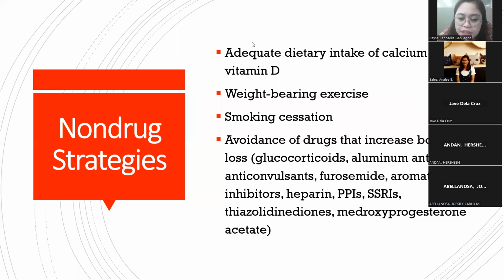Ano yung reason why nag-take ng corticosteroid aside sa asthma? Aside sa asthma, ano pa yung indication ng corticosteroids? Ganun yung ina-ask mo?